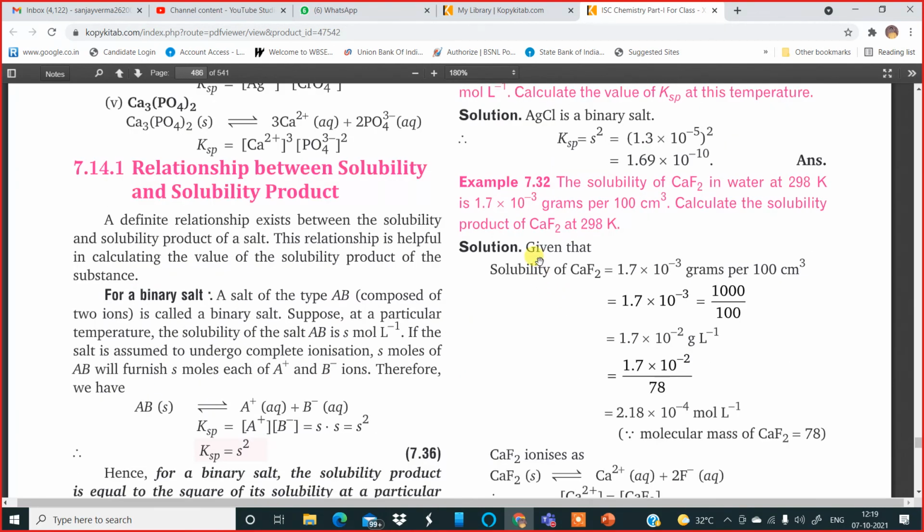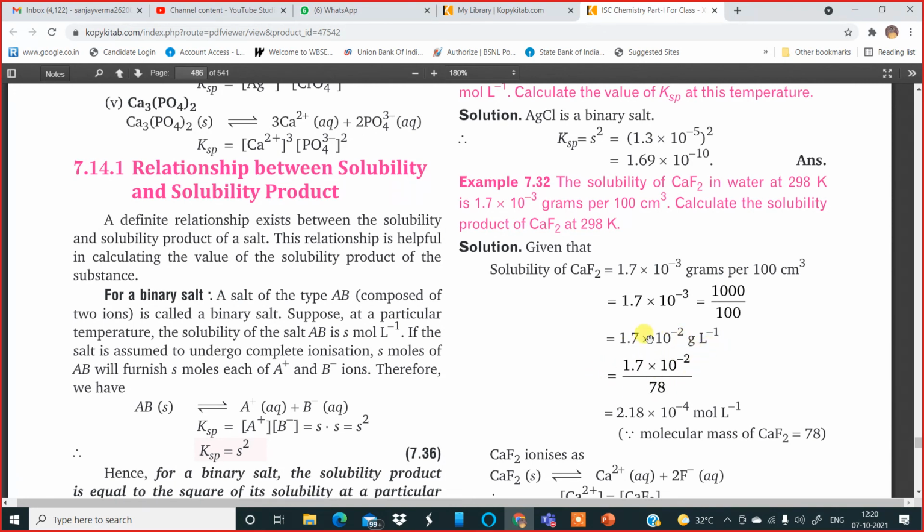Similarly, example 7.32. The solubility of CaF2. This one is a ternary salt, so you have to remember 4s cube. In water at 298 Kelvin, it is given as 1.7 into 10 power minus 3 grams per 100 centimeter cube. This you have to convert into liters. So 1.7 into 10 power minus 3 grams per 100 centimeter cube can be converted by multiplying by 1000 by 100, where 100 is down already and on the top numerator is 1000. So we get 1.7 into 10 power minus 2 grams per liter.